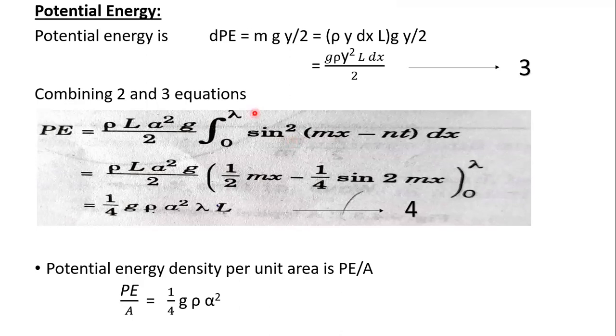So from this we can write the potential energy dPe is equal to mgy by 2. This can be written as rho y dx into L into zy. So m can be written as rho y dx L into zy by 2. If you multiply all here, g rho y square, 2 y's are there, L into dx by 2. Assuming this as the third equation, we will combine these two equations, second and third.